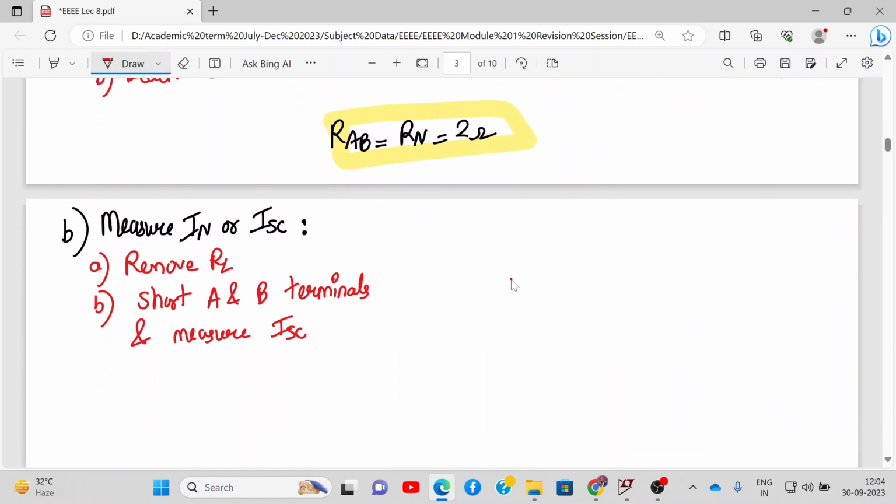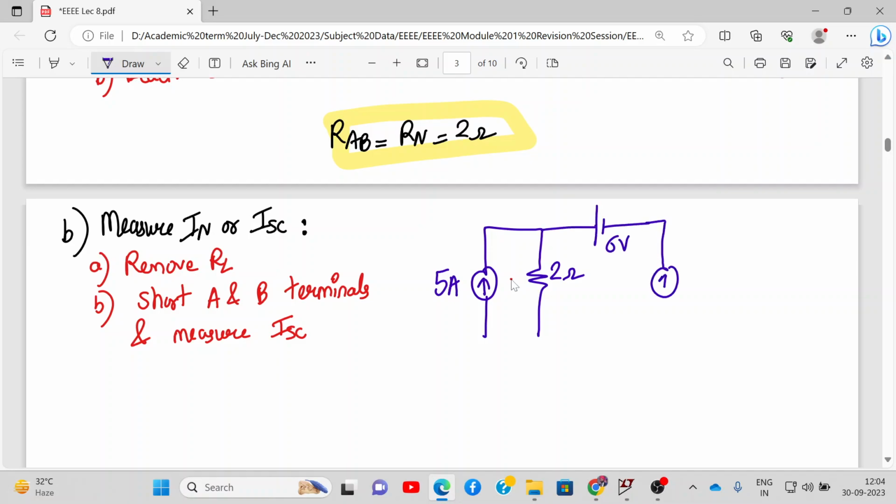Let me redraw the circuit over here. So this will be the 5 ampere current source. Then there is a resistance of 2 ohms. This is a 6 volt voltage source. Then we have a 2 ampere current source. And here we have the load terminals A and B. A and B terminals, you have to short circuit, means connect like this. So this is my IN or ISC. So that is what we need to calculate.